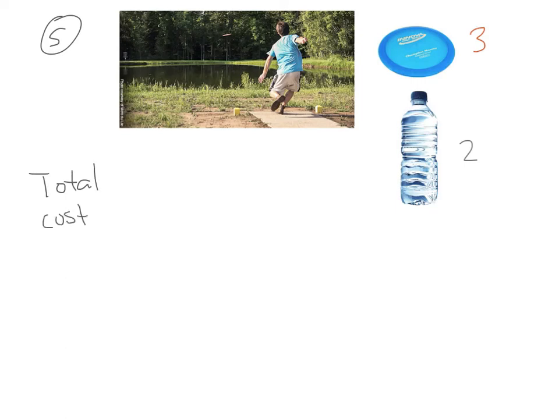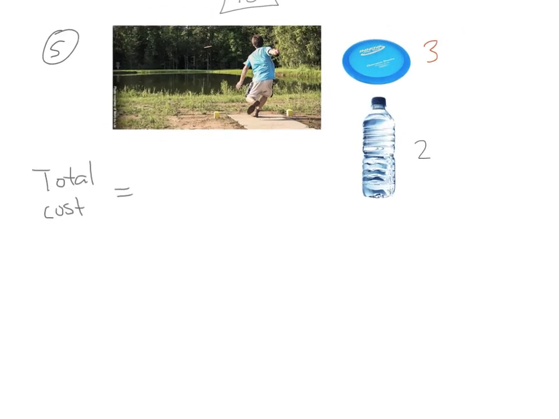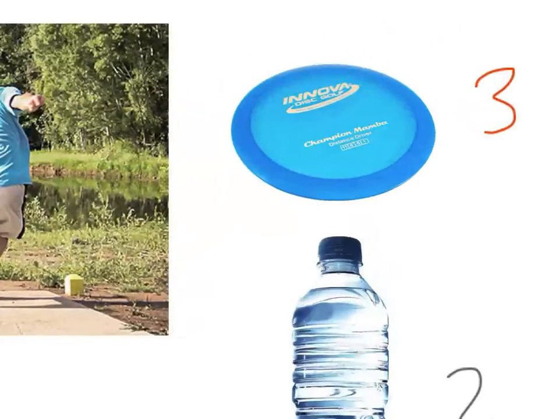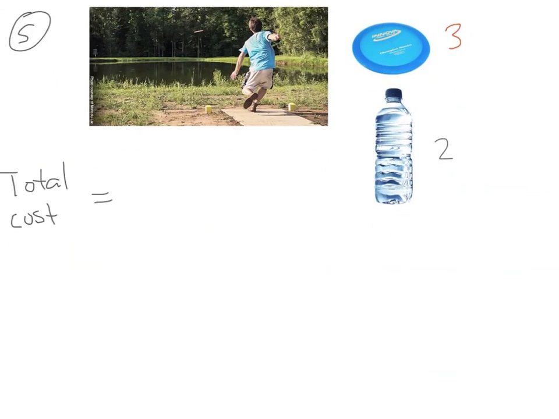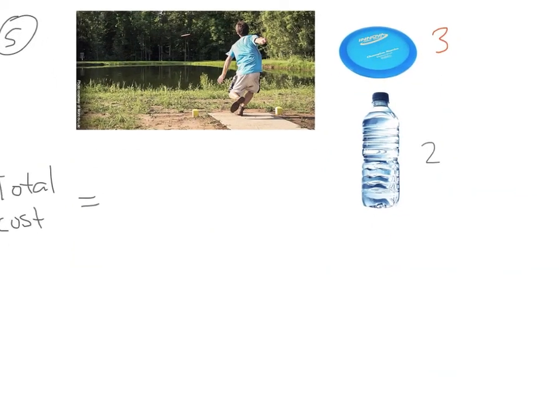But how do we get to the total cost? Well, let's see, I'm buying discs and water bottles. Now, how many discs am I buying? Well, I'm buying 3. So how much are they? Let's say this is a Champion Mamba. That one's probably, I don't know, we'll say $10.99. Okay, and the water bottle we'll say is just 99 cents. Okay. So how will we structure an equation to figure out the total cost?